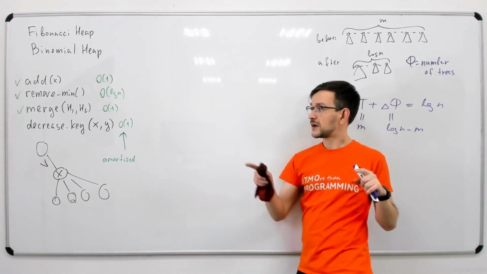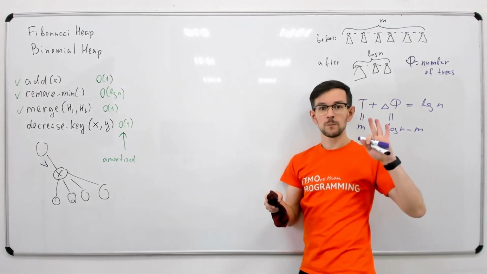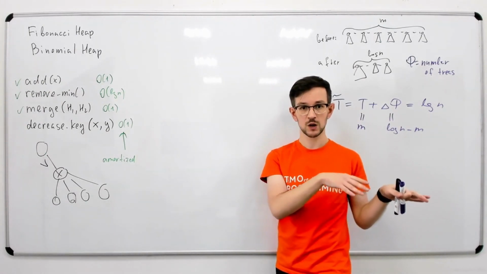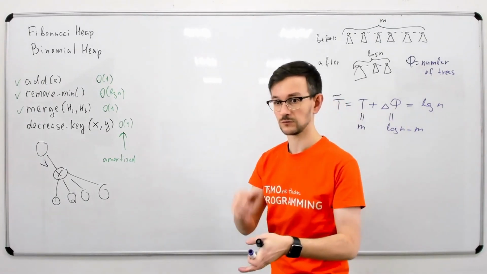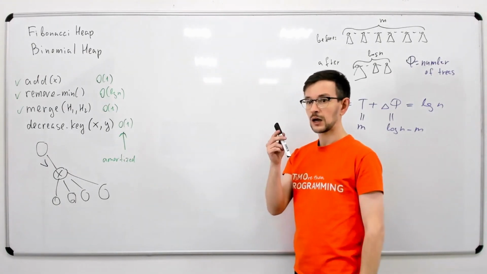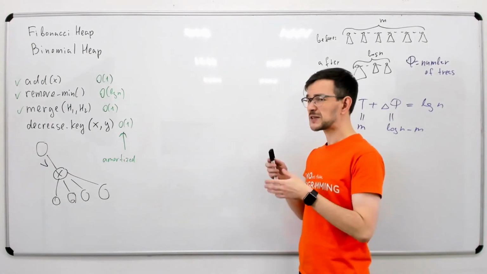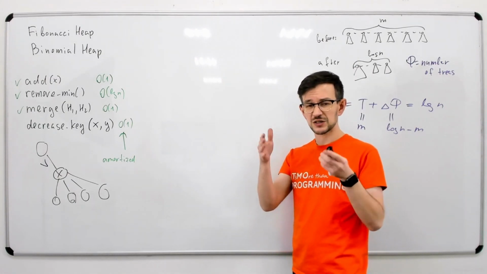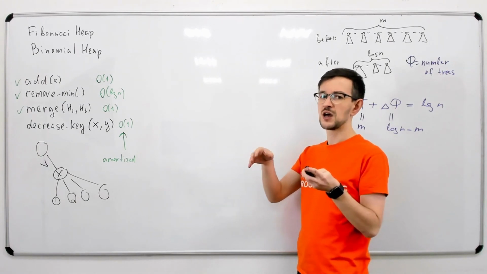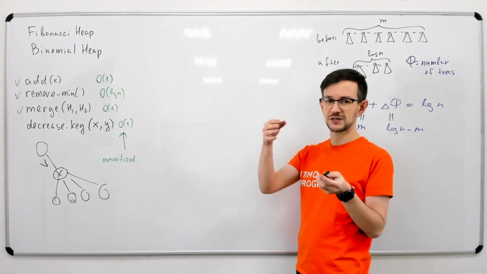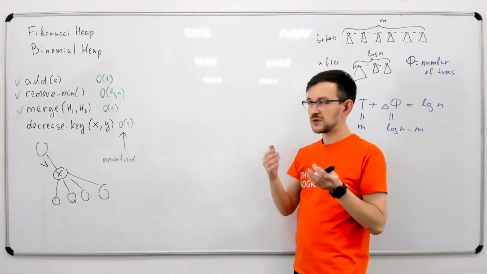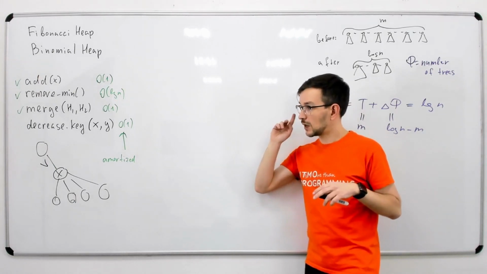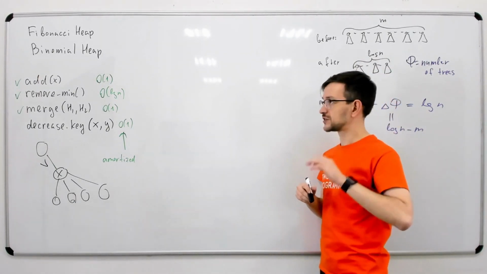So to make decrease key work fast, we will introduce another type of tree instead of binomial trees. Basically, a binomial tree is not very useful because it is always the same. You cannot just remove something. You cannot add something. It's always the same. So you need something more flexible. Let's talk about the trees. We'll use a different type of trees.